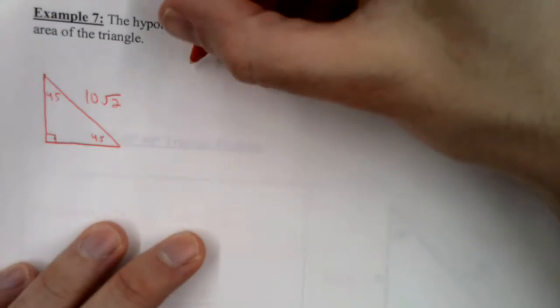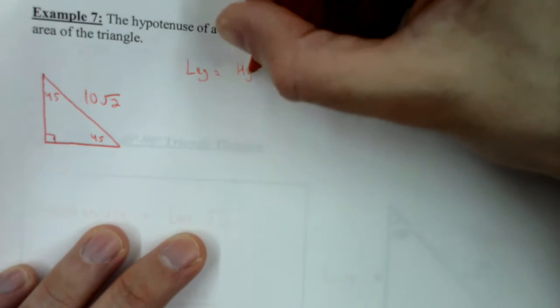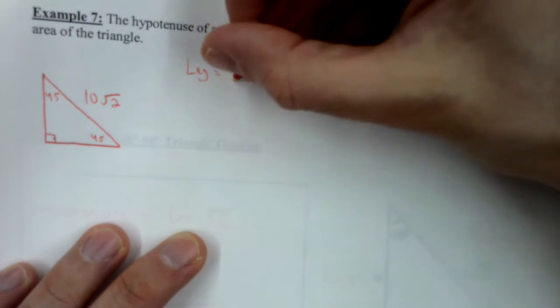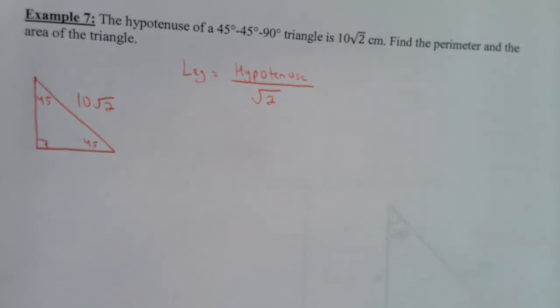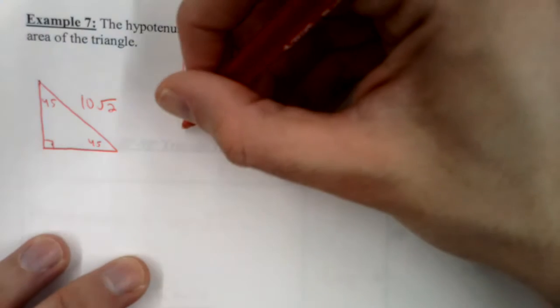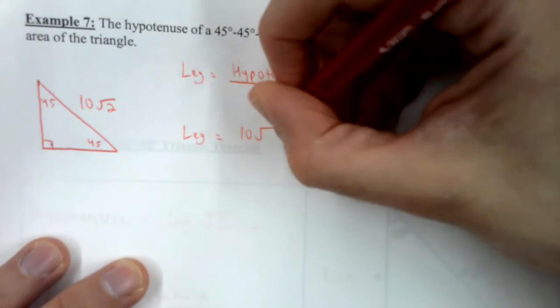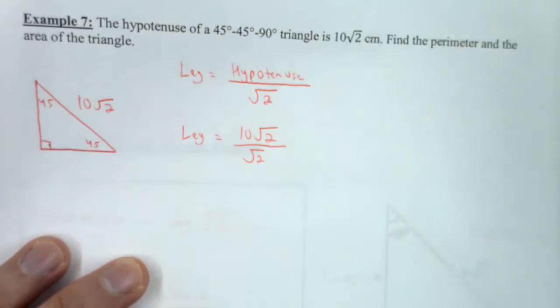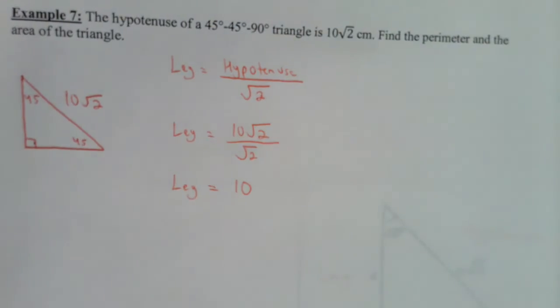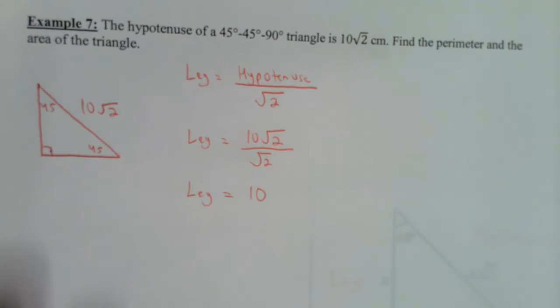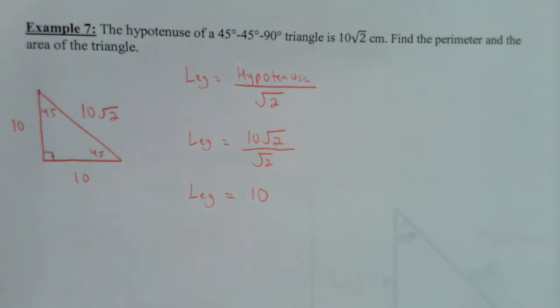So I'll say leg equals hypotenuse divided by square root of 2. So it equals 10 square root of 2 divided by square root of 2, which is just 10. So let me label that now. This is 10, and that's 10. Let's find the perimeter, and let's find the area.